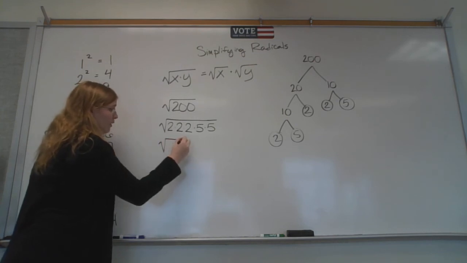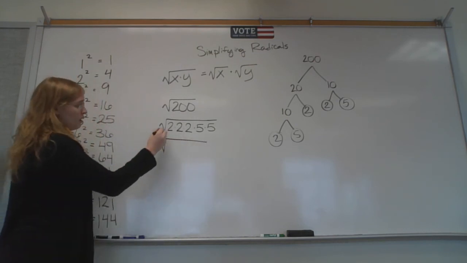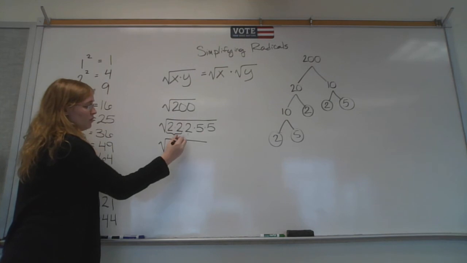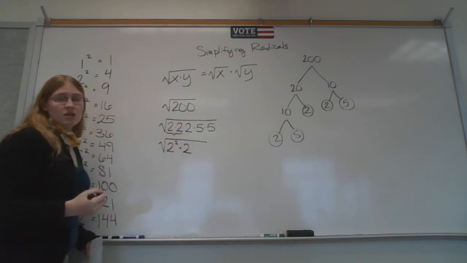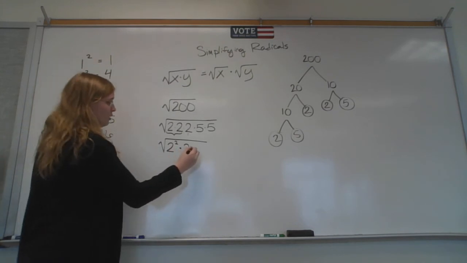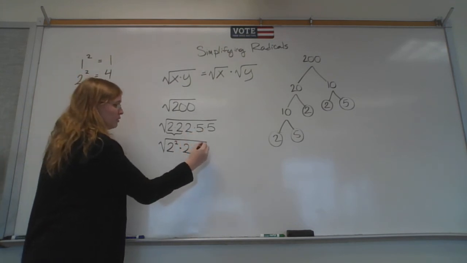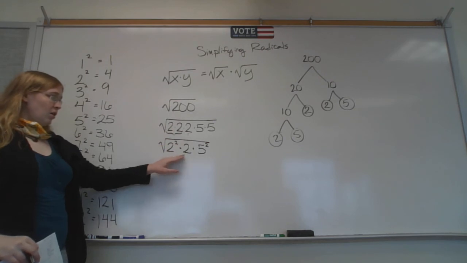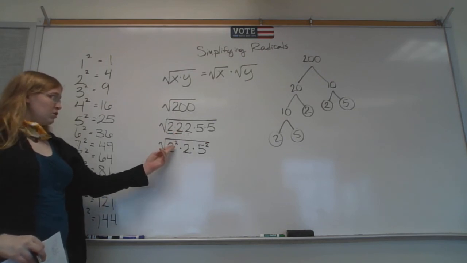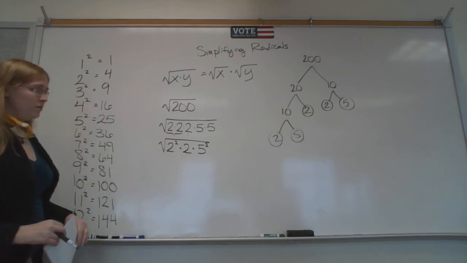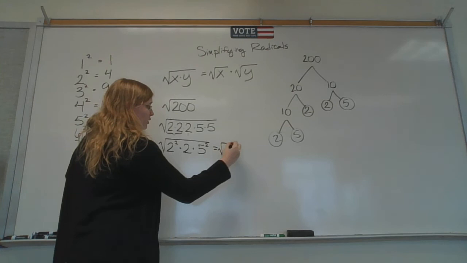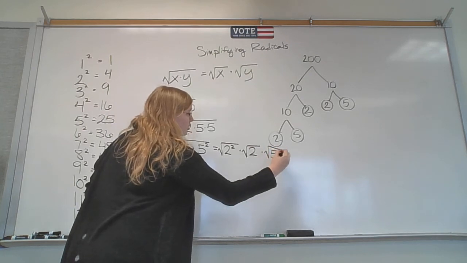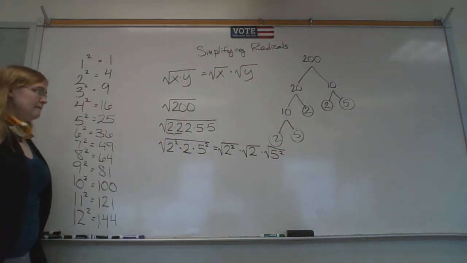So, finding perfect squares. 2 times 2 is 2 squared. Then I have this extra 2, and I don't have another one to make it a square, so it just stays as 2. And then 5 times 5 is 5 squared. So, just because you have a bunch of 2s doesn't mean they'll all come into a square, right? This has 3 2s, so 2 of them can form a square, and 1 is left all alone, right? So I can split it up: square root of 2 squared, square root of 2, and square root of 5 squared. Okay?